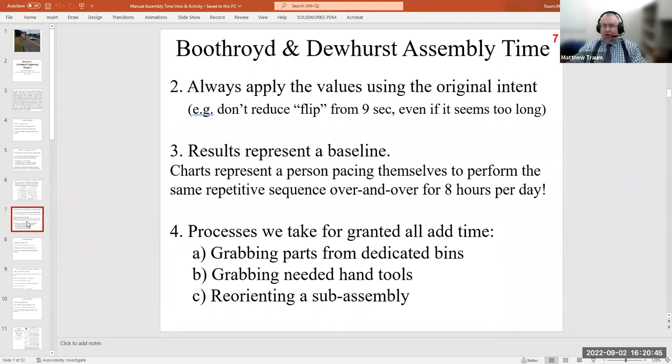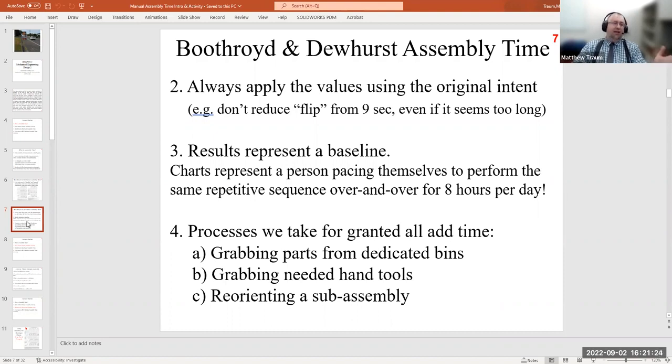The third guideline point here is that these numbers represent a baseline of assemblers basically doing the same repetitive task over and over and over again for 8 hours a day, 5 days a week, right? That's literally what assemblers do. They assemble things for a living. And in fact, we're going to do this in a second, which is why I'm asking you to take your RER artifacts apart. You're going to put your RER artifacts back together, and you're going to time yourselves doing that. And you might say to yourself, well, I've calculated this Boothroyd and Dewhurst assembly time, and it's ridiculously long, right?